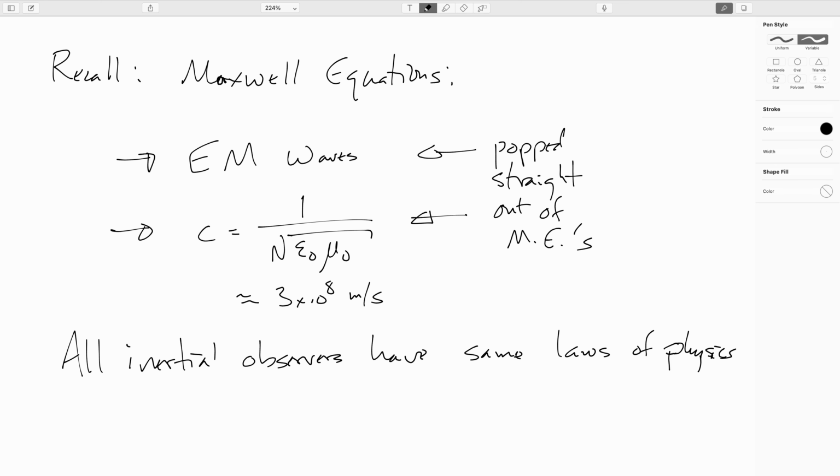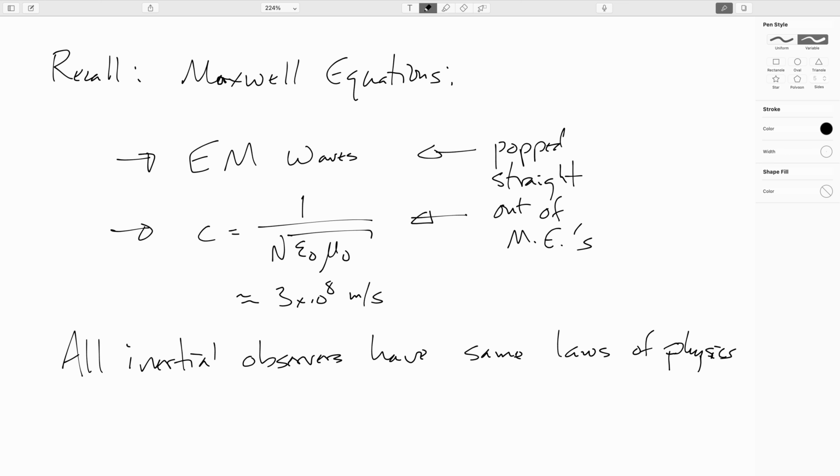So if the Maxwell equations have universal application, if they applied to absolutely everybody, then this requirement from Newton's first law that all inertial observers have the same laws of physics, since these things just pop straight out of the Maxwell equations and are thus themselves laws of physics, everybody would have to agree that the speed of light is 3 times 10 to the 8 meters per second.